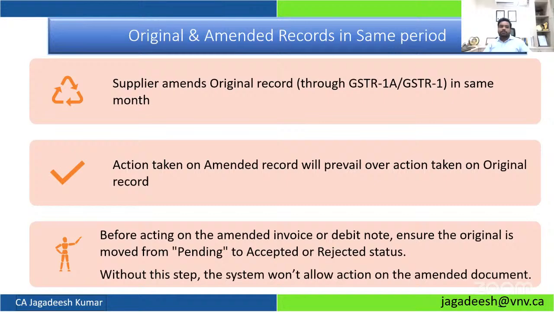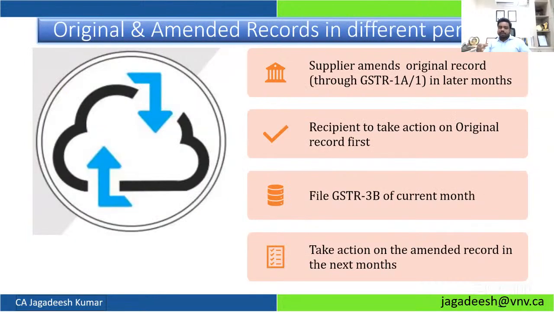Okay. So let's say my original invoice is issued in October and this got amended in the November month. What I have to do in that case, the recipient has to first take the action on my original invoice in the October month. I have to either accept it or reject it. Then only file the 3B. And in the subsequent month, I can take the action on my amended record.